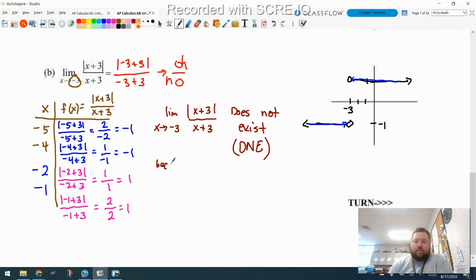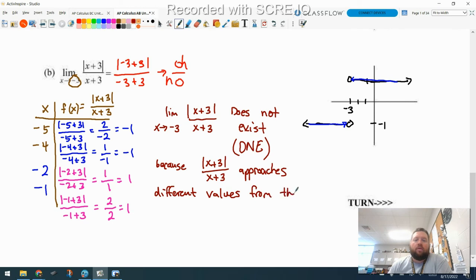And so we'll put because the absolute value of x plus 3 over x plus 3 approaches different values from the left and right as x approaches -3. All right, that is it for that one.